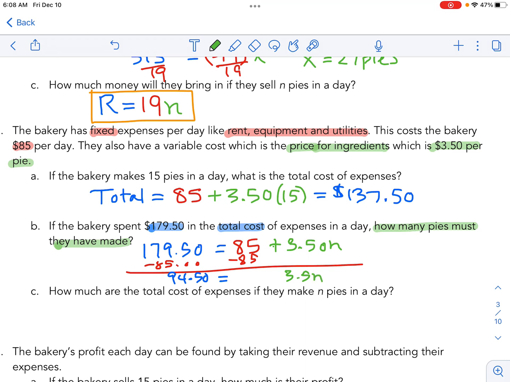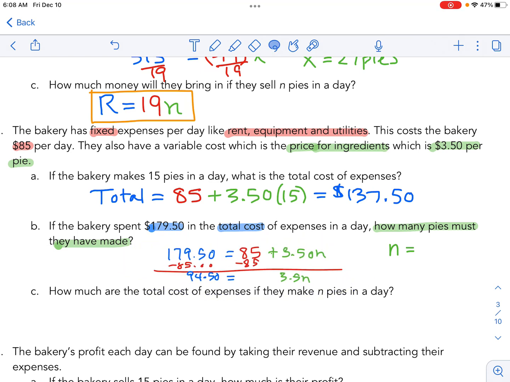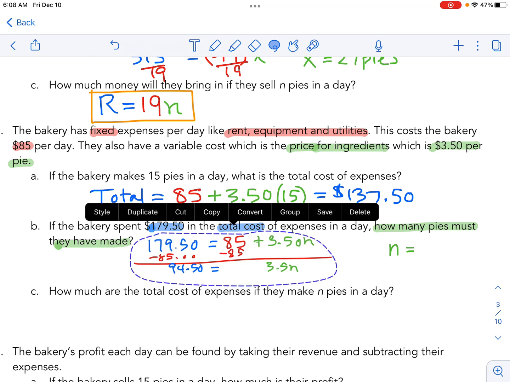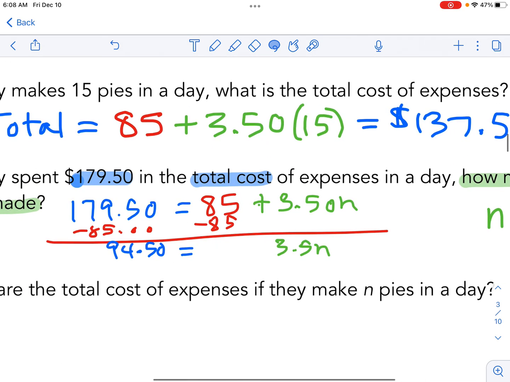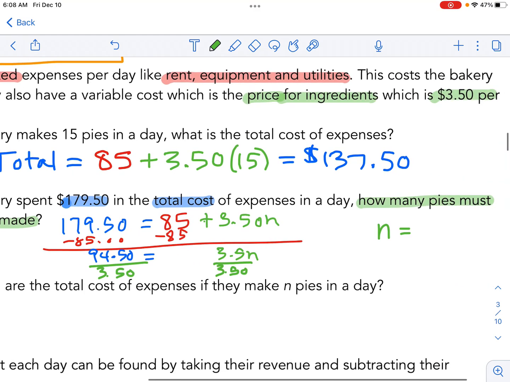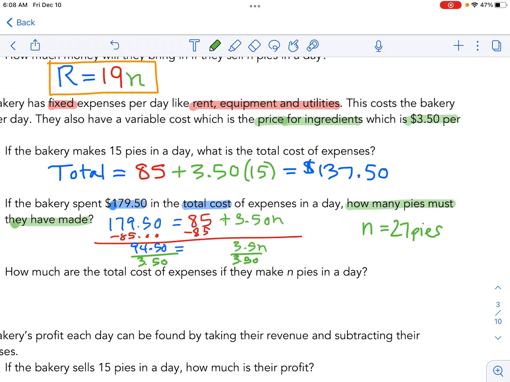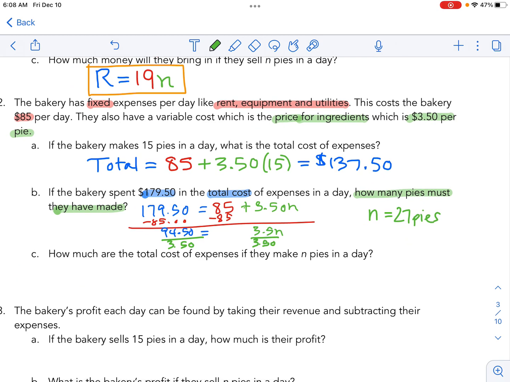94.50 equals 3.5N, and so N equals, when I divide by 3.5, there we go, I can zoom in there. When I divide by 3.5, or 3.50, same thing, then I get 27 pies.